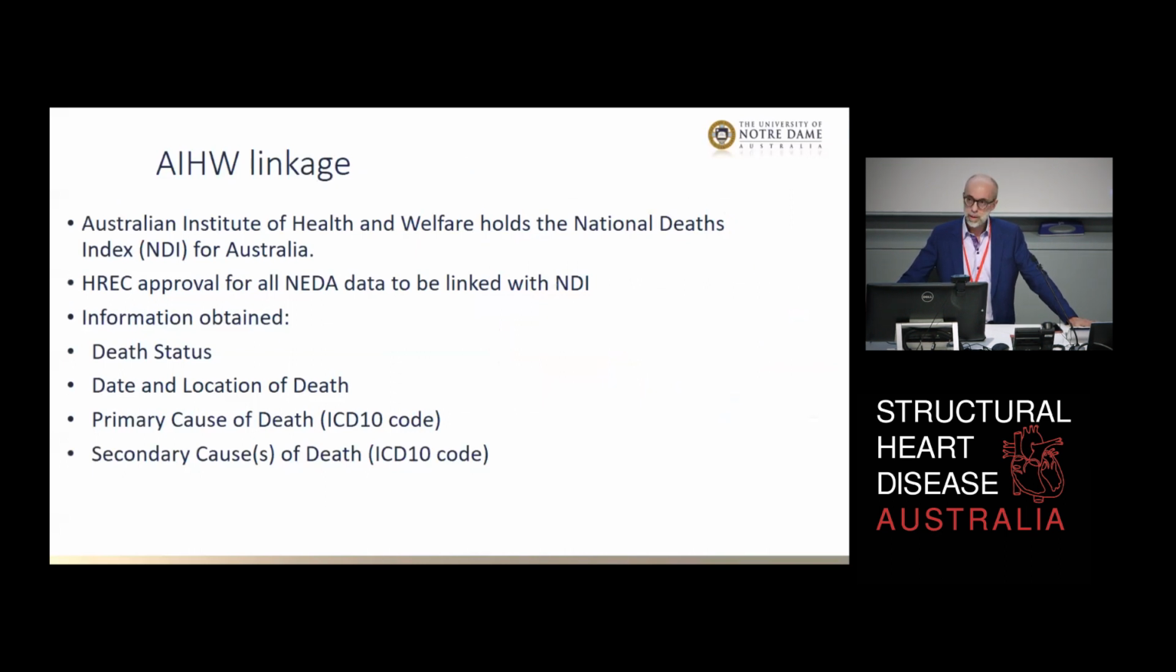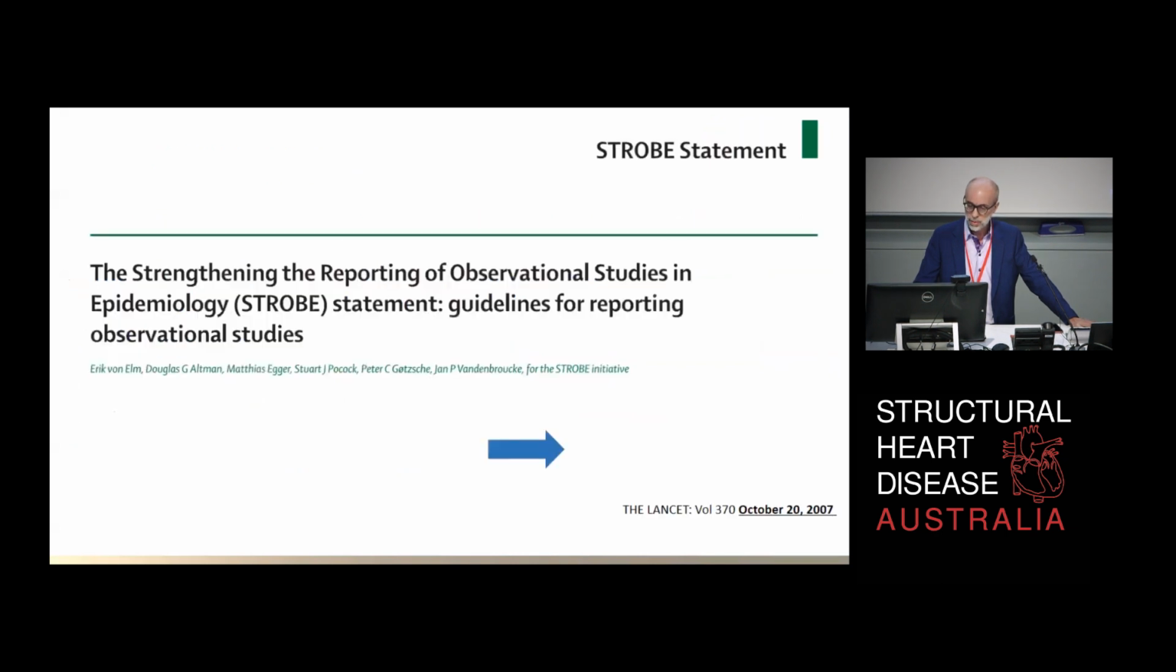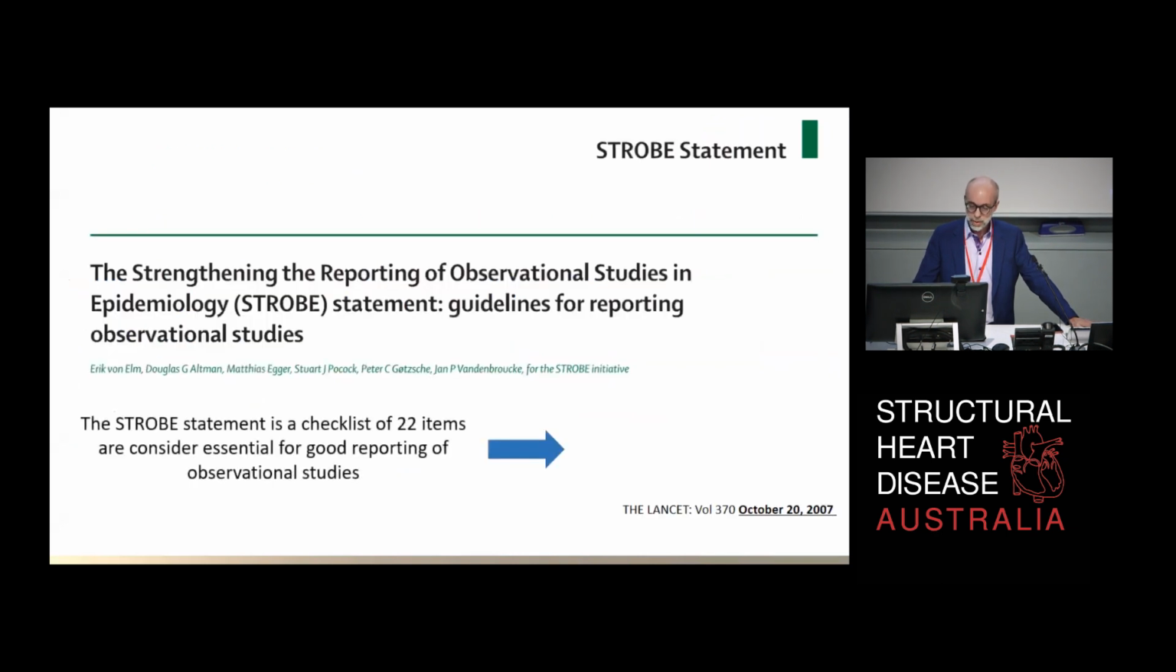So we've got ethics approval across the whole country. So this is public hospitals, private hospitals, university, etc. And the information we get is death status, as in alive or dead, the location and date of the death, the primary cause, and the secondary type antecedent causes. And every single analysis we do is based on the STROBE guidelines. So basically, the STROBE is a checklist of 22 items that are regarded as essential for good reporting of observational studies, and every statistical analysis plan we write is based on this.